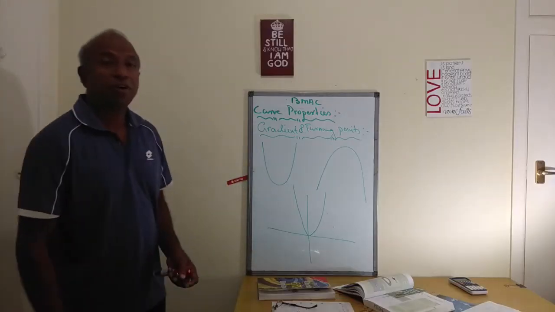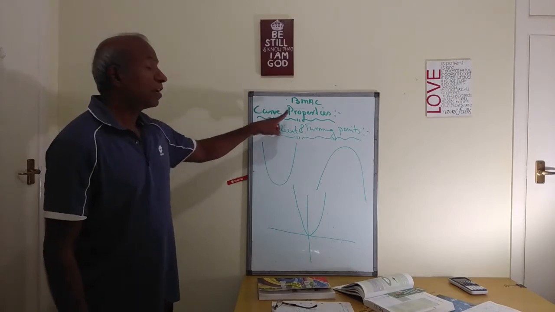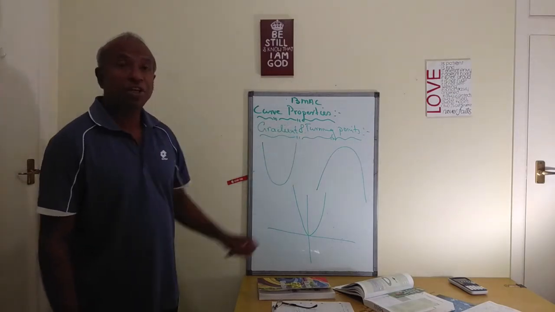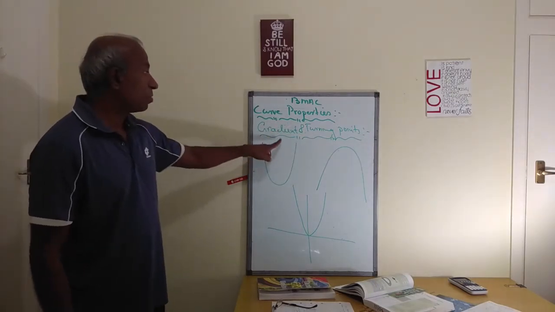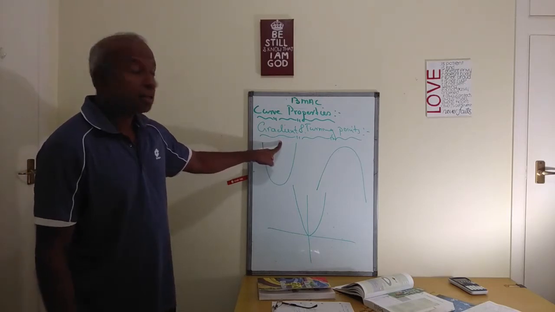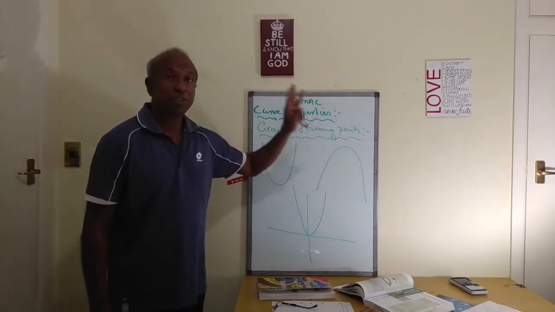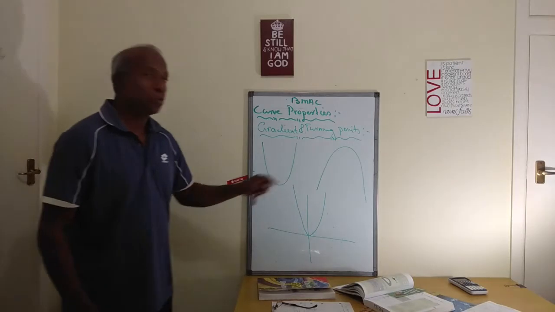Guys, today we are going to do some calculus properties from last year. Basically, we are going to talk about the gradient: how do you find the gradient, and how do we find the turning point? That's basically our Year 12 topic, all right?